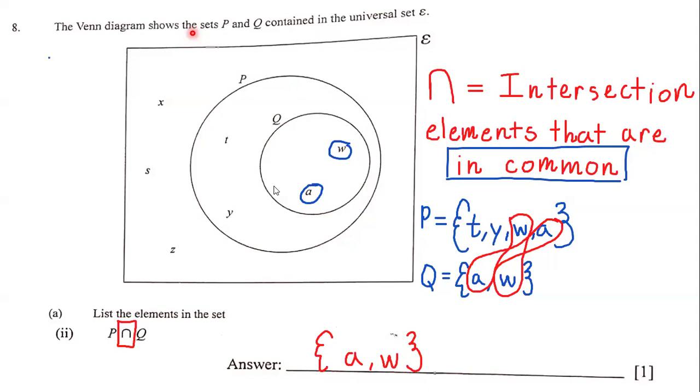Shantasia, where's Shantasia? Can you hear me? What do we mean when we say the intersection? What does intersection mean, Shantasia? Do you know or do you need me to explain it again? I don't know because I just joined. You just joined. Read it there, it says it right there. Read it for me. Intersection: elements that are in common.